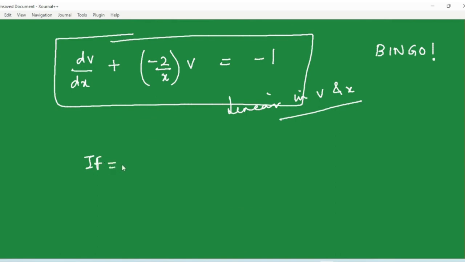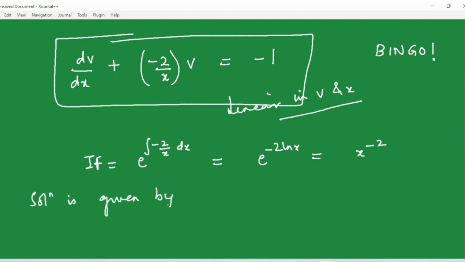We find out the integrating factor. This technique we had learned in the previous video, how to solve linear differential equations. You take out this p, raise it to the power e to the power, that integral of p dx is what your integrating factor is. So when we simplify it a little bit, it takes the form x to power minus 2. So the solution is given by the dependent variable, which happens to be v now, into the integrating factor is equal to the integral of the right hand side into the integrating factor.